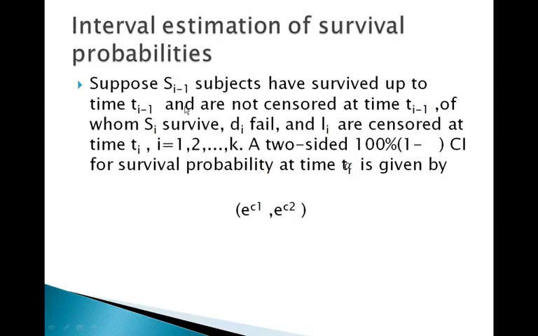Suppose that S sub i minus 1 subjects have survived up to t sub i minus 1 and are not censored at time t sub i minus 1, of whom s sub i survive, d sub i fail, and c sub i are censored at time t sub i, for all i equaling 1, 2, all the way through k. A two-sided 1 minus alpha confidence interval for the survival probability is given by looking at the upper and lower values of that confidence interval and exponentiating both sides of it.